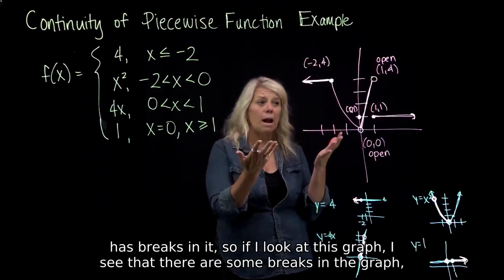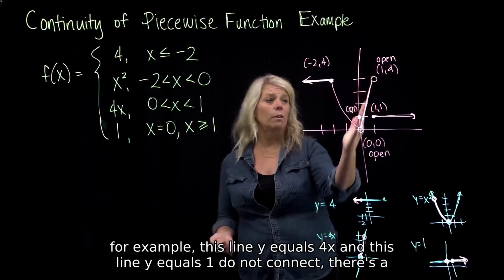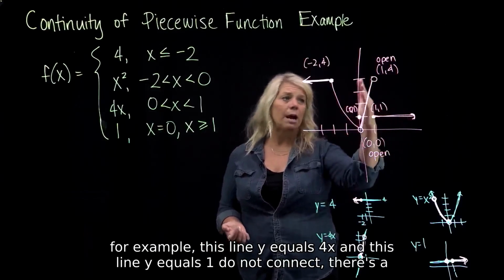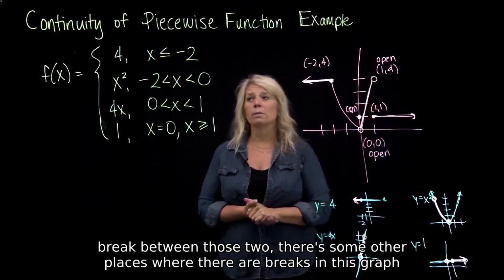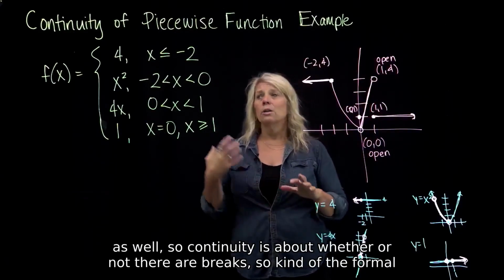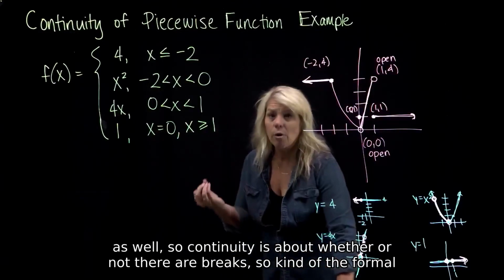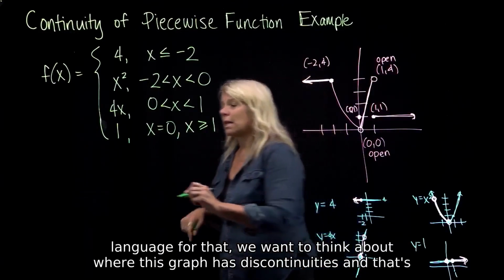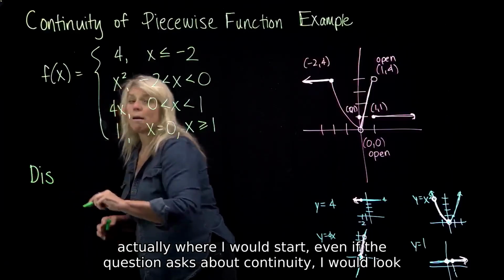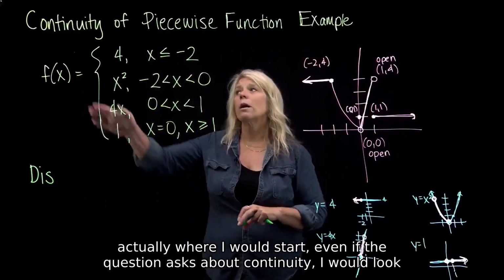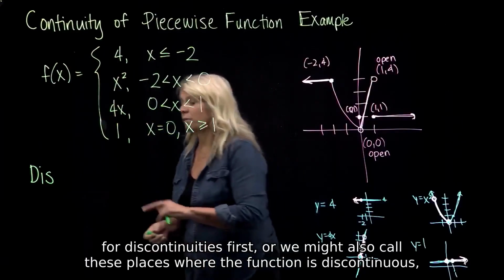So if I look at this graph, I see that there are some breaks in the graph. For example, this line y equals 4x and this line y equals 1 do not connect. There's a break between those two. There are some other places where there are breaks in this graph as well. So continuity is about whether or not there are breaks. The formal language for that is that we want to think about where this graph has discontinuities. And that's actually where I would start, even if the question asks about continuity. I would look for discontinuities first.